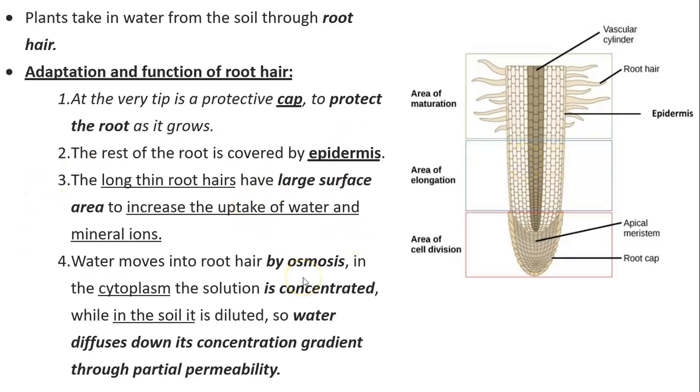Water moves inside the root by osmosis. Why? Because the water, or the pure water outside of the root, is less concentrated than the cytoplasm inside the root, because inside the cytoplasm there are dissolved minerals and salts and a lot of ingredients, or a lot of solutes inside. So the water will usually move from the high water potential, which is pure water, to the low water potential, which is the concentrated cytoplasm solution. So the water will keep moving inside the root.